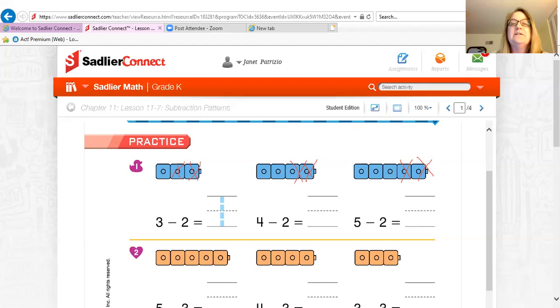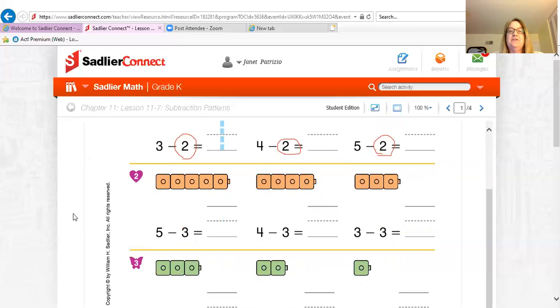So what was our pattern? The subtraction pattern in each of these problems is I am minusing. I am taking away 2. That is what we're doing. Now let's see if this works. Good. So that is what you're going to do with this one.